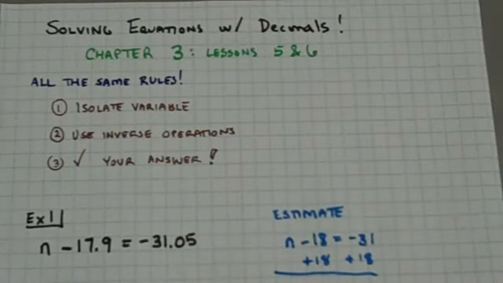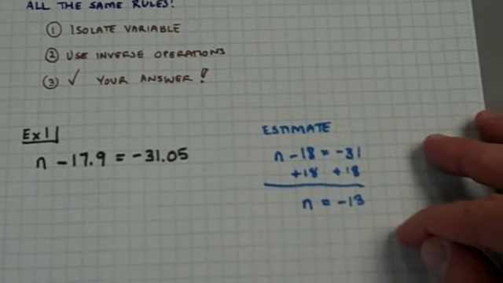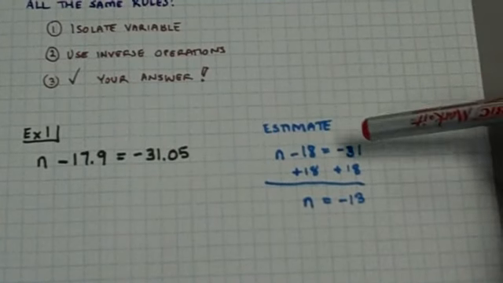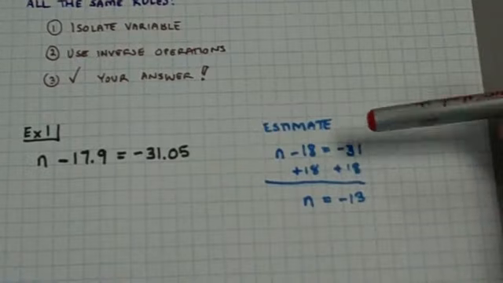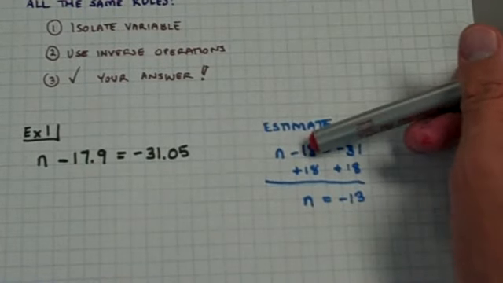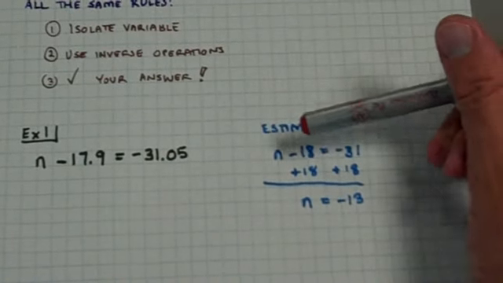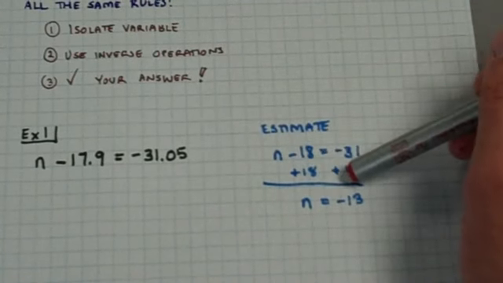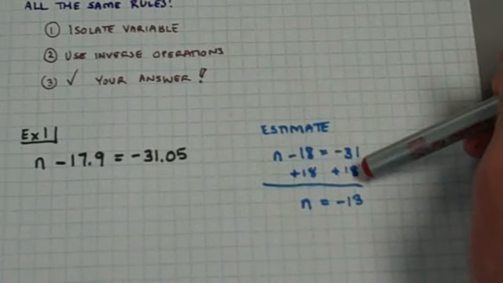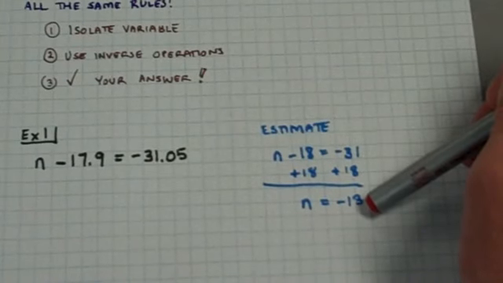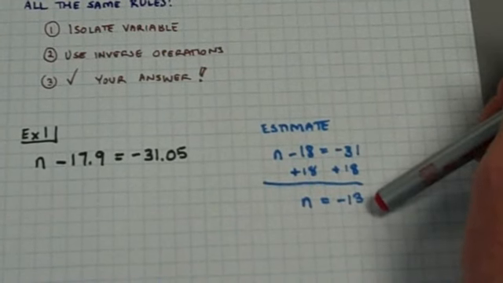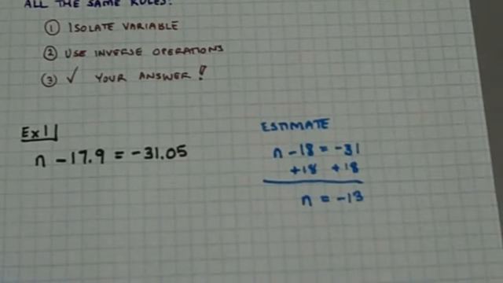We've got n minus 17.9 equals negative 31.05. First things first, you may notice over here on the right in this beautiful Carolina blue, I've written up my estimate. 17.9 is like 18, so n minus 18, and 31.05 is like negative 31. So I added 18 to both sides, and negative 31 plus 18 gave me negative 13. So based on my estimate, my answer should be around negative 13 when I solve this out.